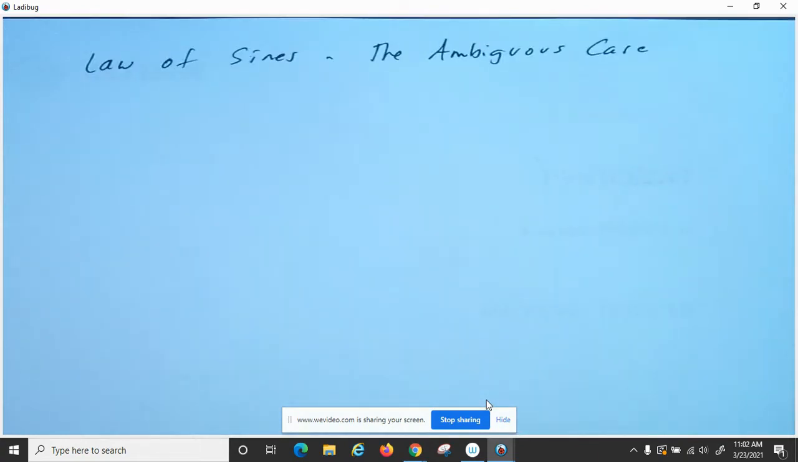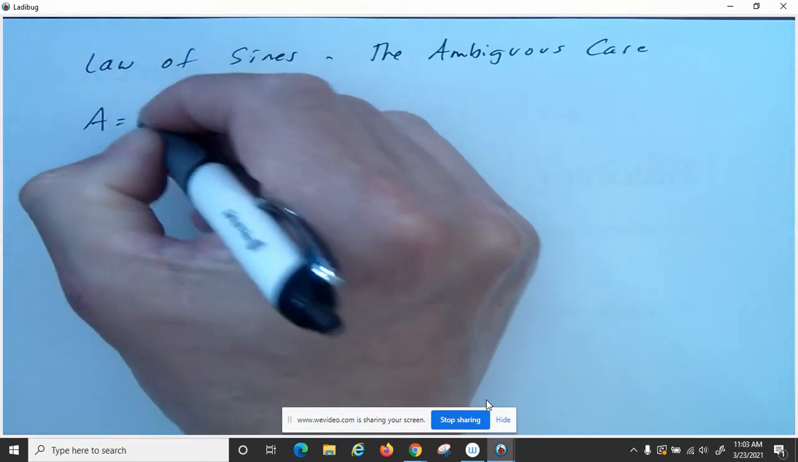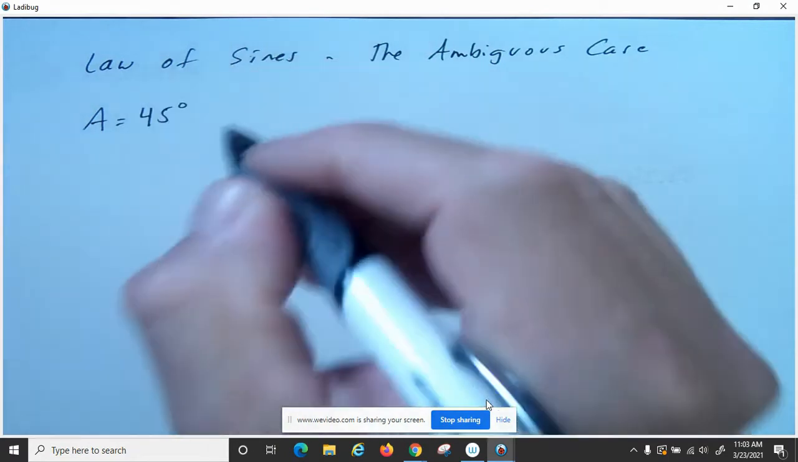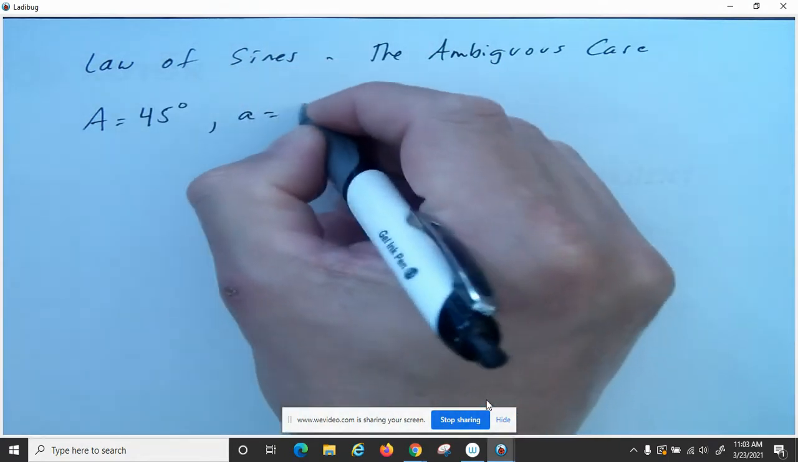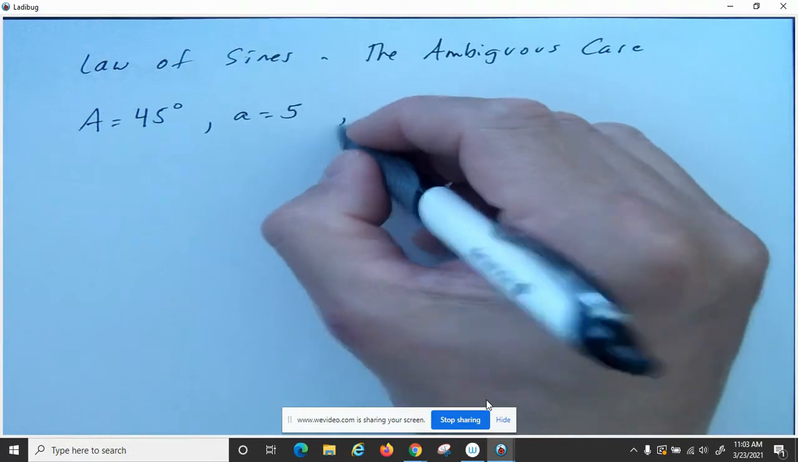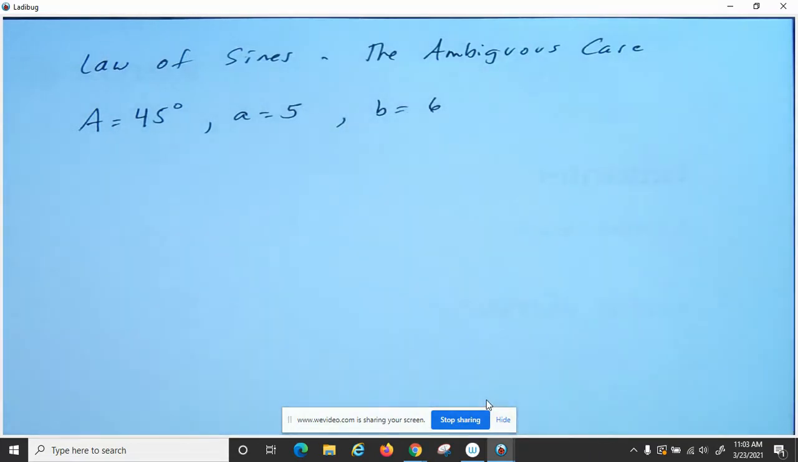We are going to do the law of sines, the ambiguous case. We're going to do a couple of these just to get you more familiar with how to distinguish whether there's going to be two triangles and how to find that second triangle. So the first example I'm going to do is a triangle where angle A is equal to 45 degrees, side a is equal to 5, and side b is equal to 6 units.